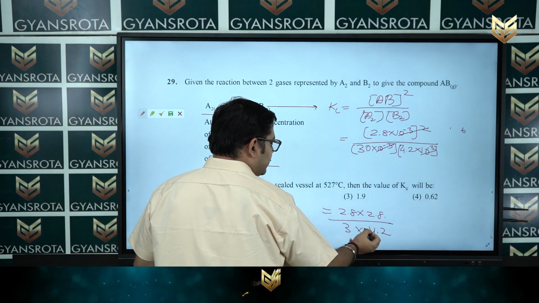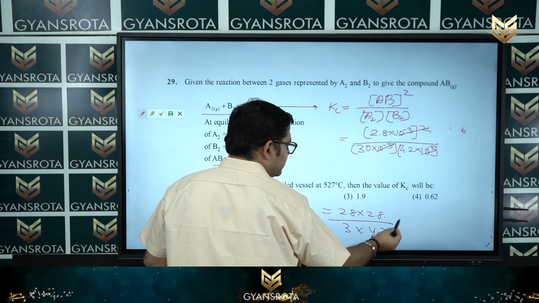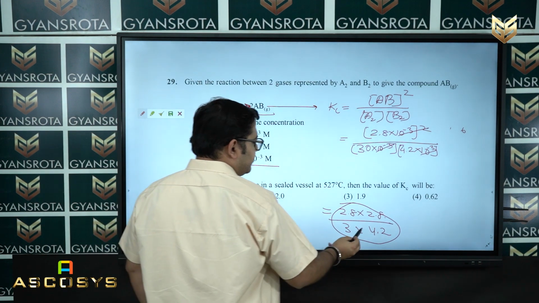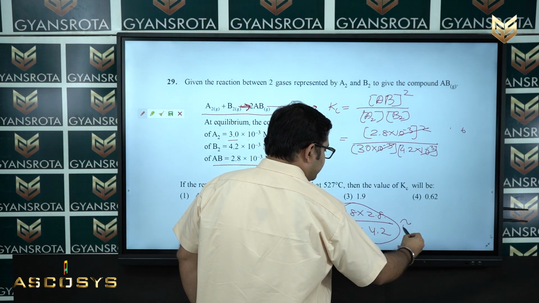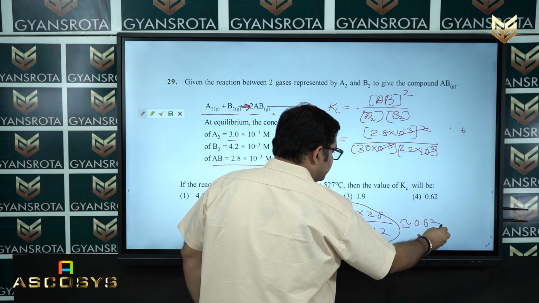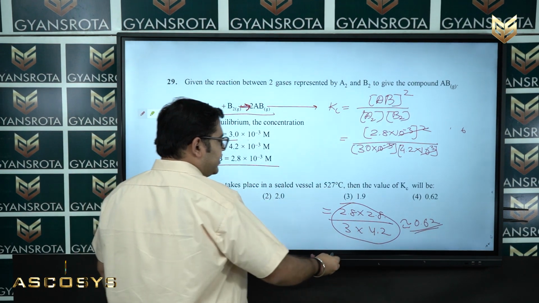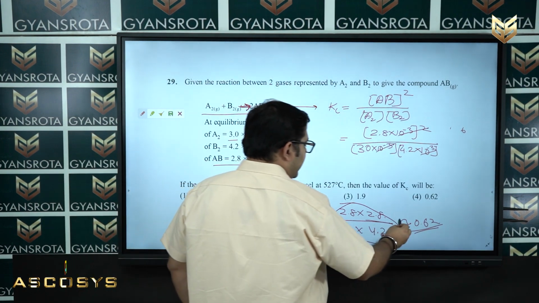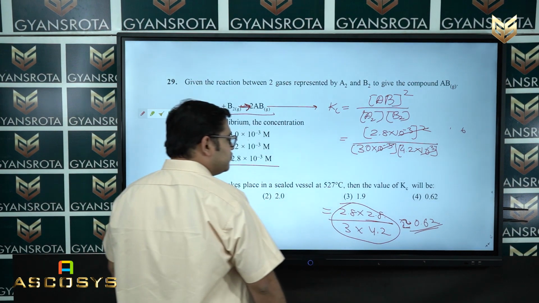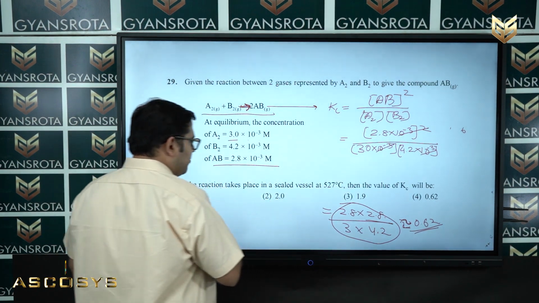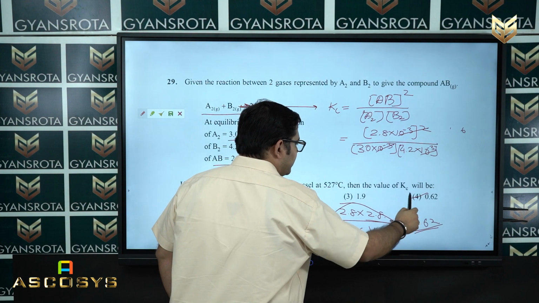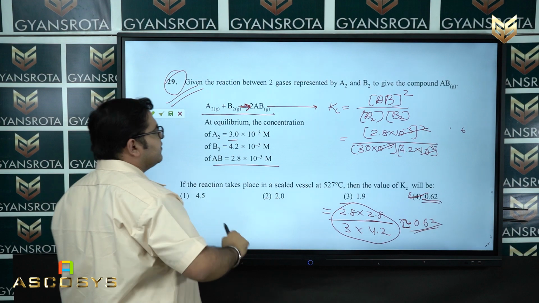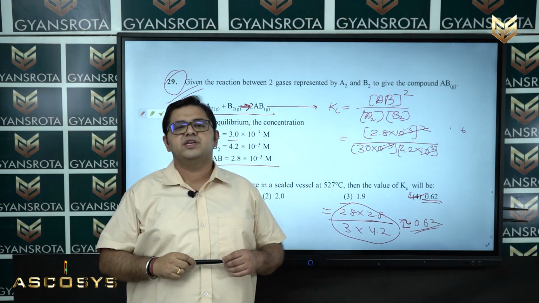So if you solve this part, that is 2.8 × 2.8 divided by 3 × 4.2, your answer will approximately come as 0.62. Just try it at home, do the simple multiplication and division here, and you will get your answer as nearly 0.62. Among your options, option number 4, that is 0.62, is the correct answer of your question number 29. So now we are moving to the next question, that is question number 30.